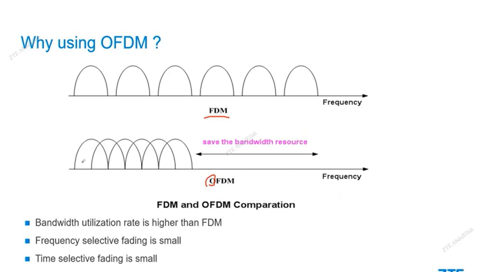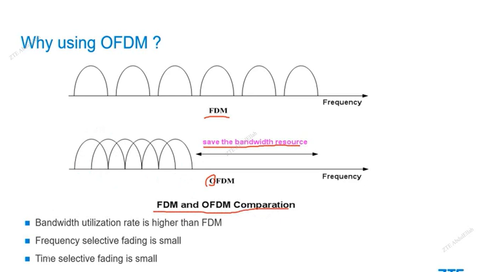In LTE network, the neighbor carriers are orthogonal. So this carrier and this carrier overlapped is nothing. So that's why they can overlap. Only if orthogonal, they will not interfere. So it can overlap. After overlapping, we can see it can save resources, right? Because our resource can be fully reused. Okay, fully reused. So this is the FDM and OFDM comparison.